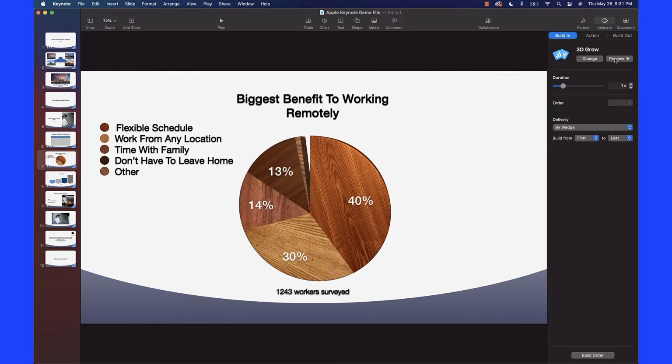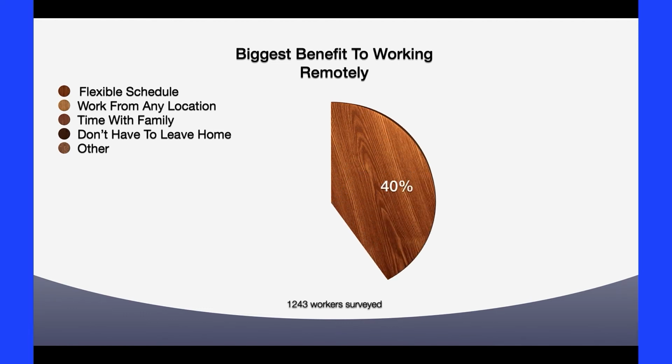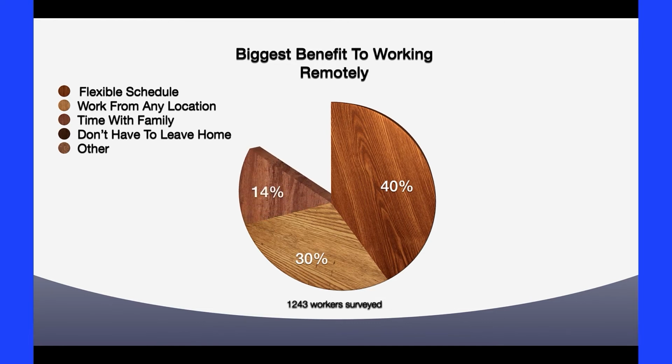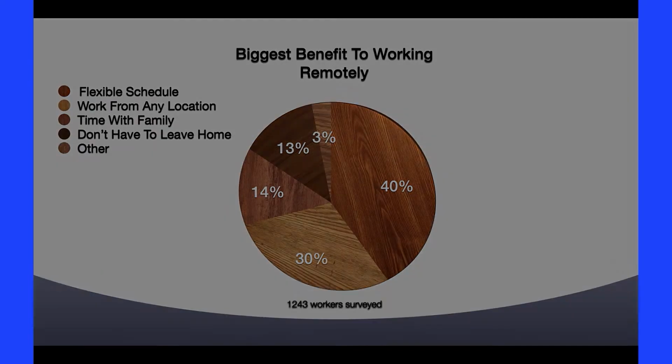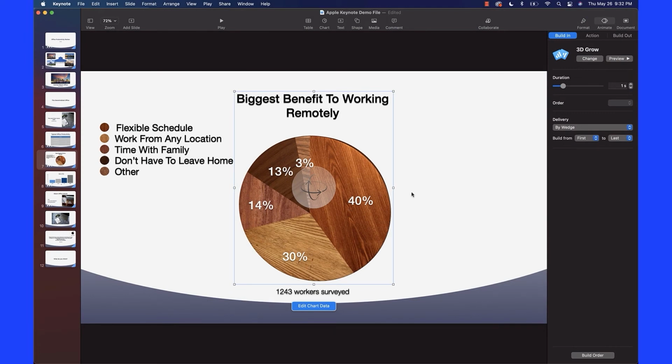Now that's automatic, but let's see how that looks in the actual slide. Let's click play on this one. There's your first percentage. You can tell everyone a flexible schedule. Work from home location. Now we're going to tap this again. Time with family, 14%. Tap it again, don't have to leave home, 13%, and then a scant 3%. And you see that is a great way to make this operational and really make these graphics work with you as you present. Okay, now it's your turn to try it. Go ahead and pause the video and I'll wait right here until you're done.